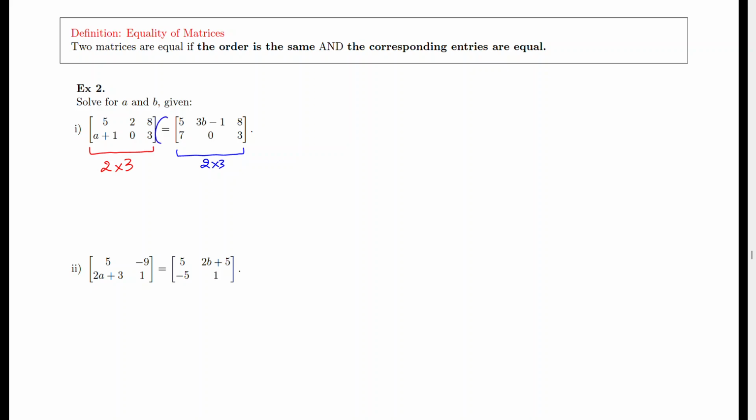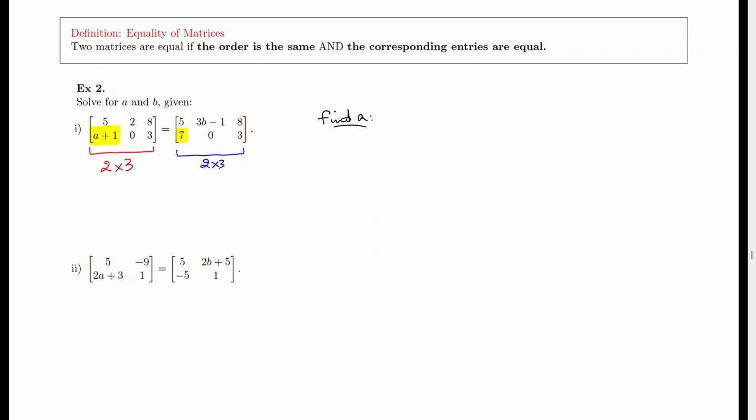And in fact, we are told that they are equal, so all we have to do is now find A and B. A is found in this entry, and B is found in this other entry. So to find A and B, let's start by finding A. To find A, I'm going to highlight where A is located. I can see that it's in the second row, first column. So I'm going to the other matrix and I'm going to highlight the corresponding entry. Those two entries must be the same for the matrices to be equal.